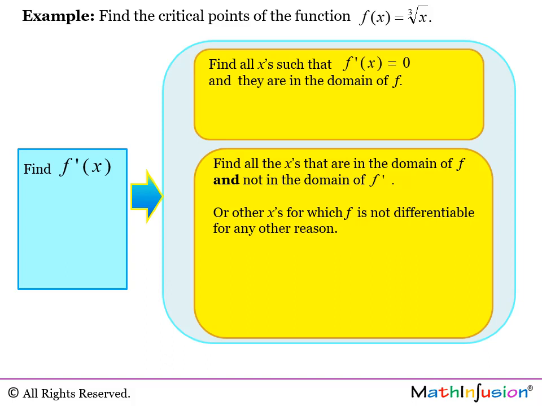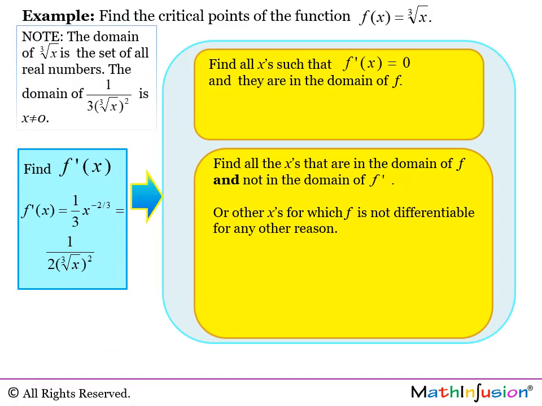Here is an example, cubic root of x. We always start by differentiating the function. Now we really like to observe the function. So we know that the derivative cannot have x equals 0, but x equals 0 is in the domain of the function because the domain of cubic root of x is the set of all real numbers.